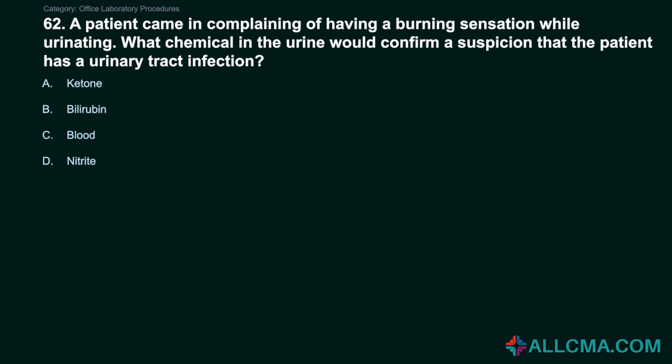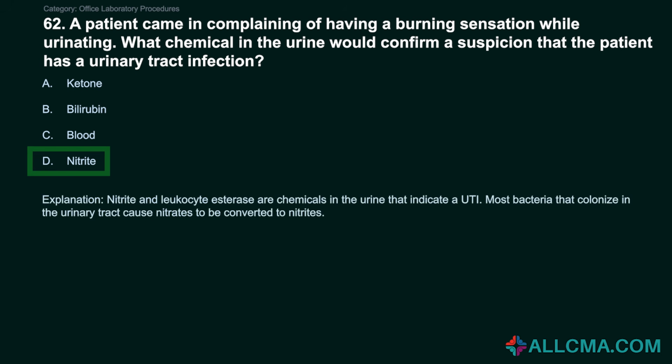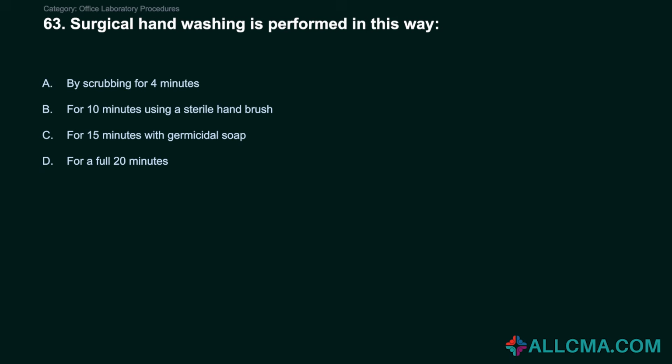62. A patient came in complaining of having a burning sensation while urinating. What chemical in the urine would confirm a suspicion that the patient has a urinary tract infection? A. Ketone, B. Bilirubin, C. Blood, D. Nitrite. Correct answer, D. Nitrite. Nitrite and leukocyte esterase are chemicals in the urine that indicate a UTI. Most bacteria that colonize in the urinary tract cause nitrates to be converted to nitrites.